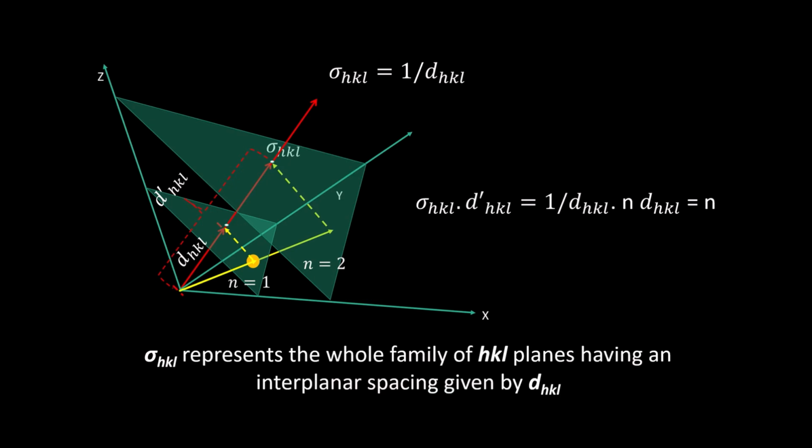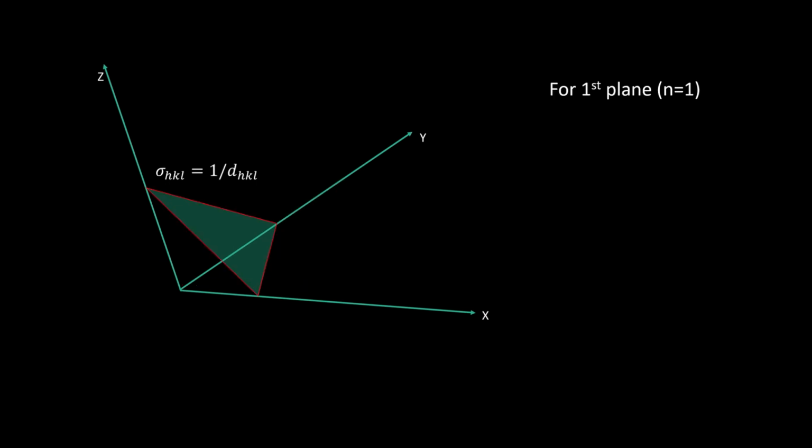Thus, sigma HKL represents the whole family of HKL planes having an interplanar spacing given by DHKL. We have seen that sigma HKL dot D prime HKL equals n, the order of the plane, where D prime HKL is the projection of any position vector to sigma HKL, and this is equal to DHKL for the first plane. So for the first plane, we get the product between sigma HKL and DHKL equal to 1.